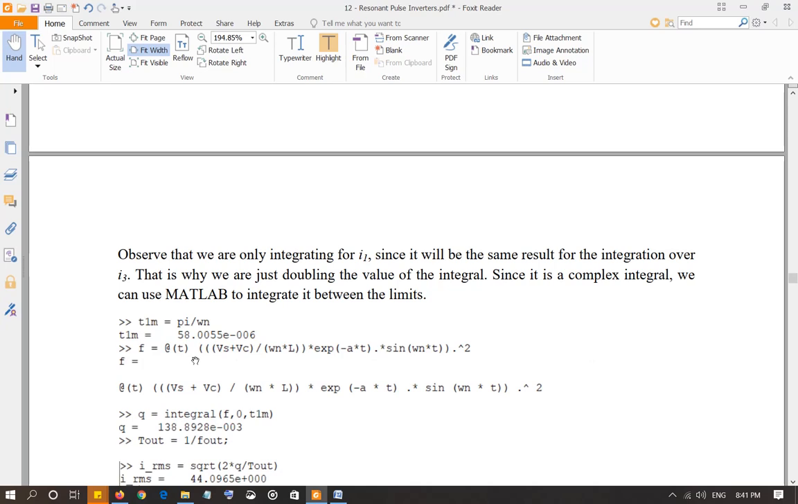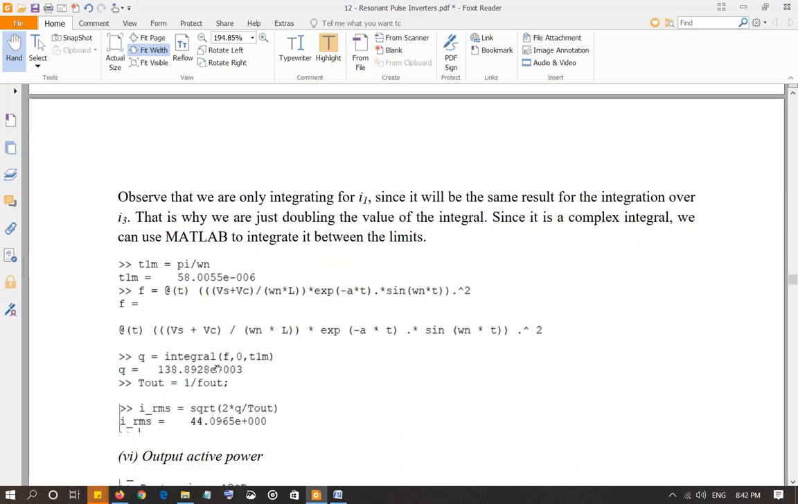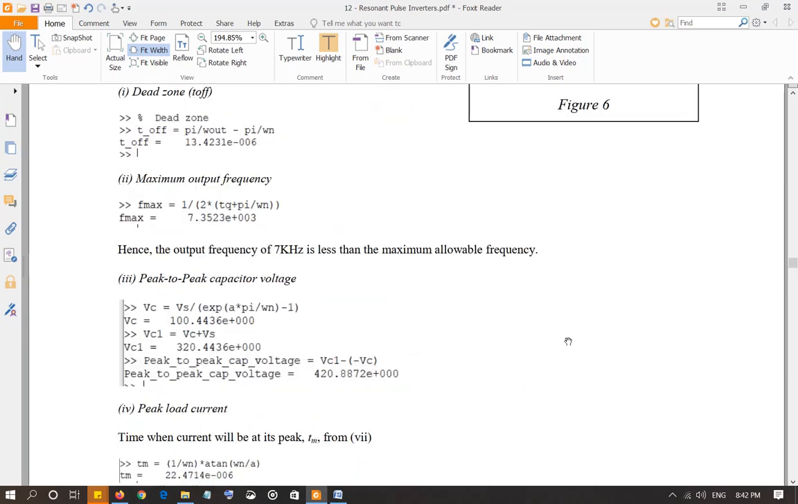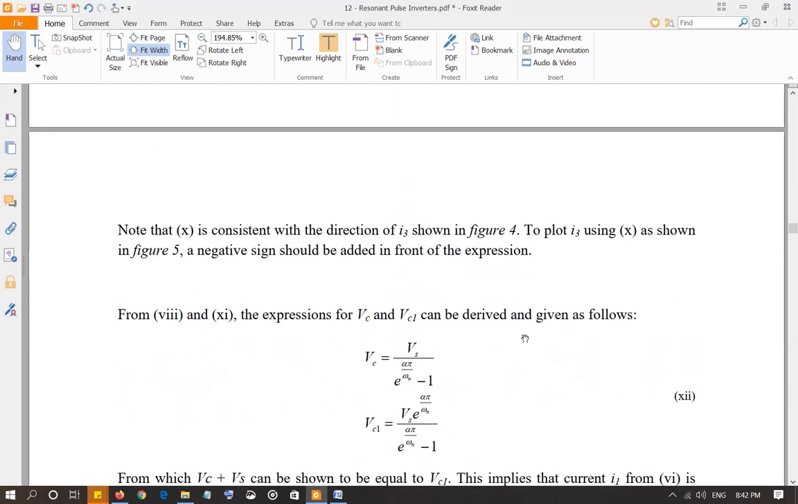So you write down the equation of I1 squared and then the integral of the function, which is this. Of course the variable of integration is t, so we write it like this with @t, and the equation in terms of the array function, and integral of f from 0 to t1m, and we have already calculated t1m, which is 58.055 microsecond.